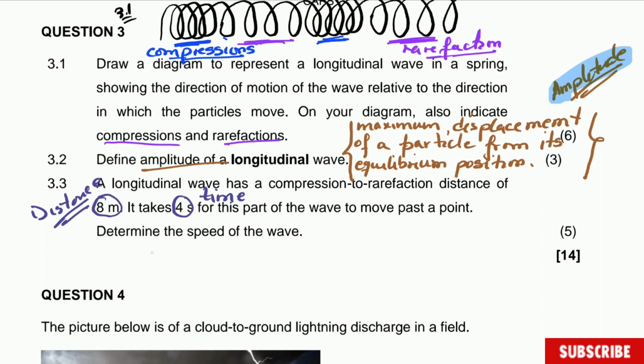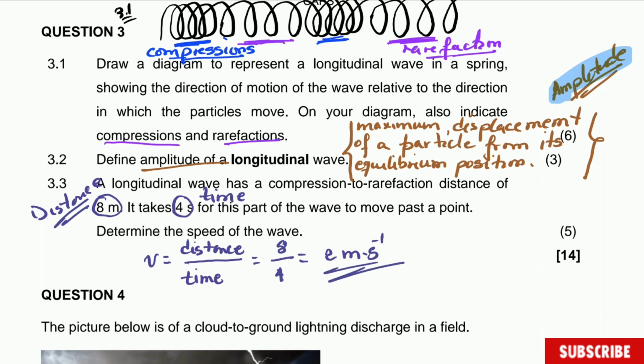So in this question, it's very simple. Speed is equal to distance divided by time. There we go. So if the distance is 8 meters in 4 seconds, so it's 8 divided by 4, guys, it is 2 meters per second, and this is the answer. This is the speed of the wave.